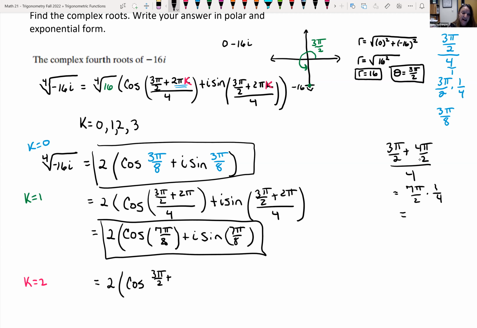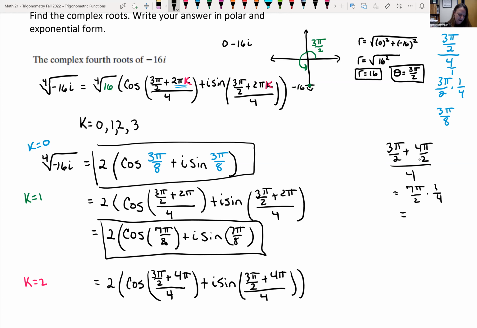Well, 2 pi times k, which is 2, is 4 pi, all over 4, plus I sine of this 3 pi halves plus 4 pi all over 4.